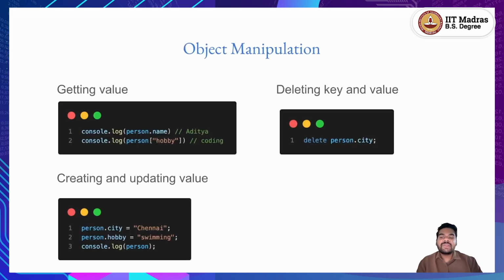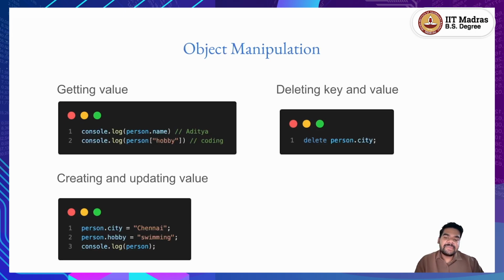To access the value inside the key, we have two different ways. One is the dot property, one is using the square bracket. Here we can get the value of property name using the object dot name, or we can also use object bracket whatever property name that we want, and that gives out the value of the object. Why two ways? Well, bracket notation allows you to use dynamic keys.